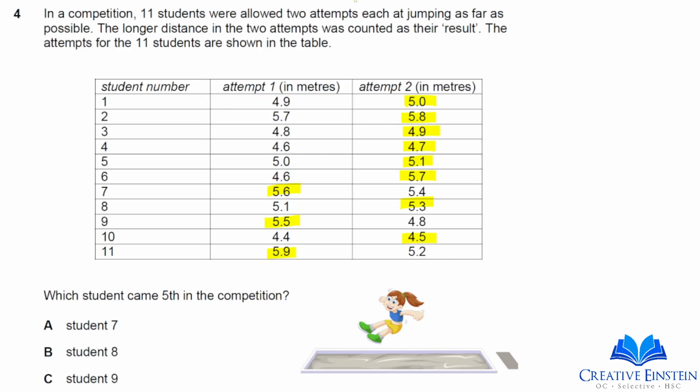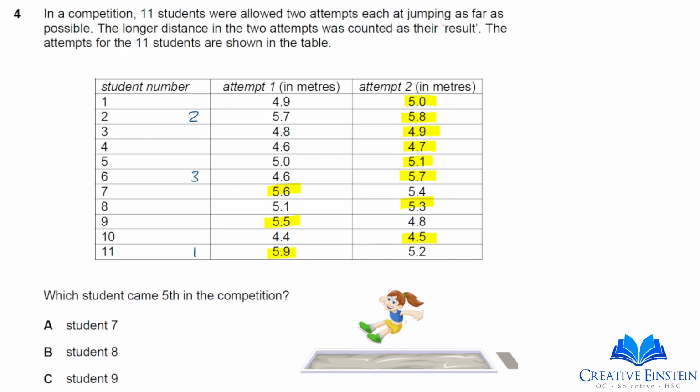Okay, so we want to figure out who came 5th in the competition. So we need to put everything in order. So the longest we have is 5.9. So that's student 11 coming first. And then we have 5.8. So student 2 coming second. We have 5.7, so that's student 6.